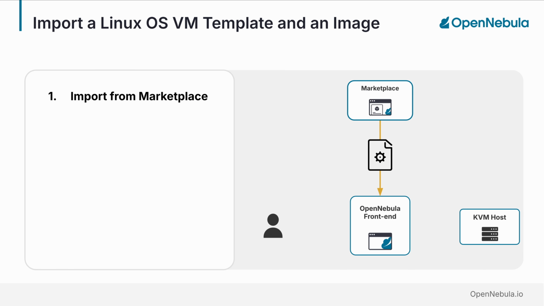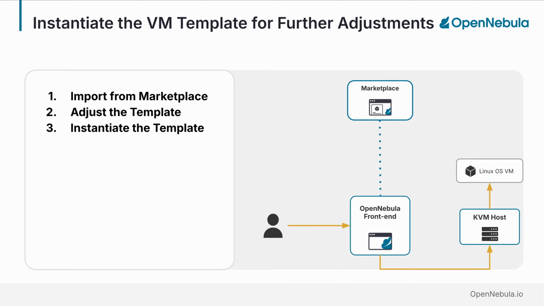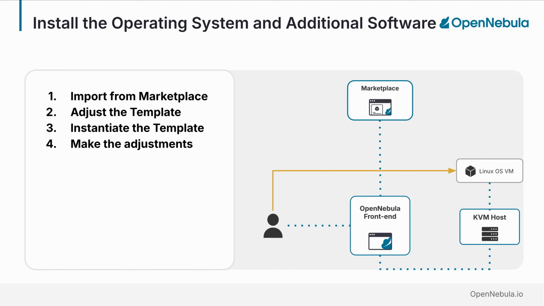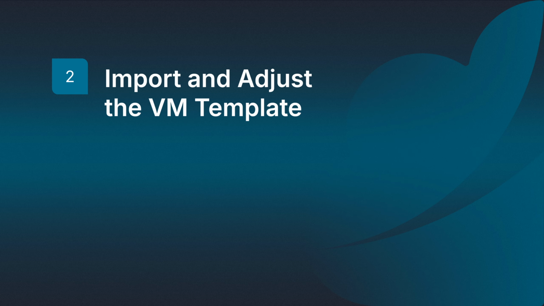Firstly, you must import the desired Linux operating system image from the marketplace. If needed, adjust the memory, CPU, virtual CPU, and other virtual machine features. Note that some of these can be overridden during the instantiation process. Instantiate the virtual machine template for immediate use or to create a custom golden image. Install software, fine-tune the operating system, or perform other necessary adjustments. Then save the operating system disk as an image or save the whole virtual machine as the virtual machine template and an image.